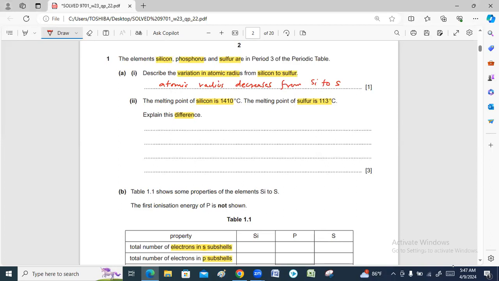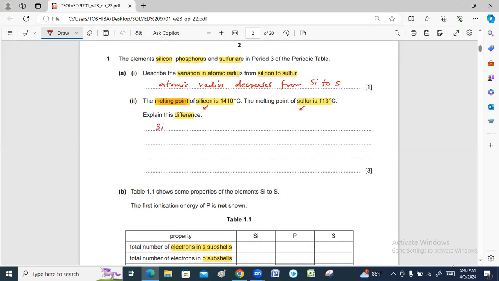The second part is that the melting point of silicon is 1410 and the melting point of sulfur is 113. Whenever the melting point of a substance is required to be explained, that is linked with the structure and properties of the materials. Silicon is a giant covalent structure, like diamond, but sulfur is a simple covalent structure. So first of all, differentiate the type of structure.